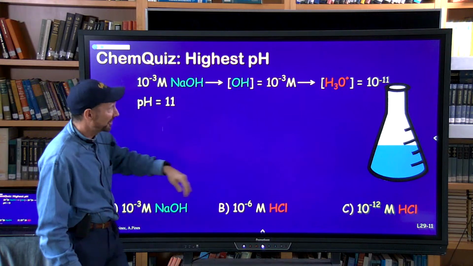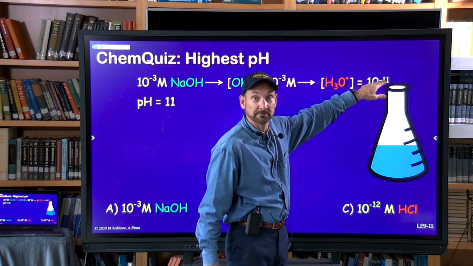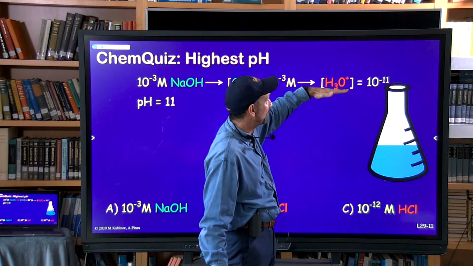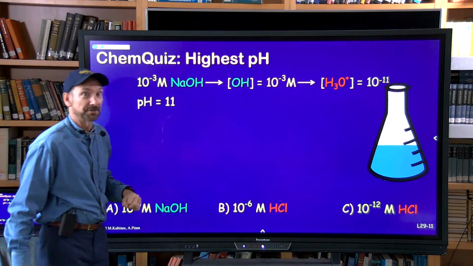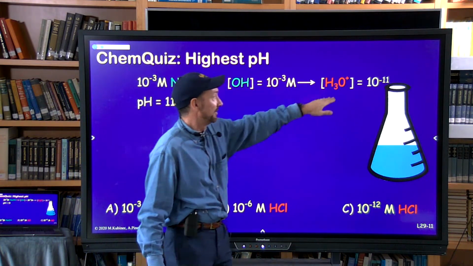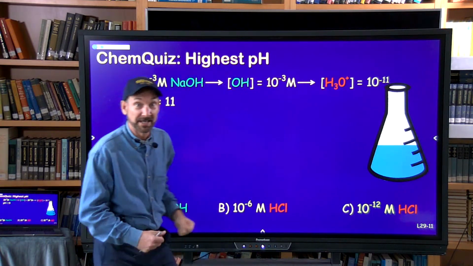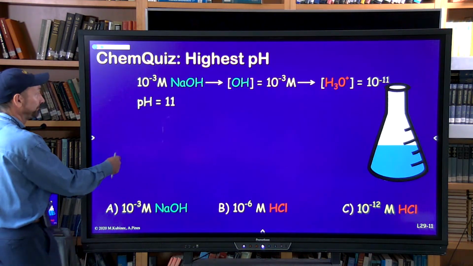The pH is 11. It's just the minus log of that number. It's just the exponent there. The pH is always the H₃O plus concentration, not the OH minus concentration. So if you can calculate OH minus easily, then get to the H₃O plus, because those two are locked together. You can always get one from the other.